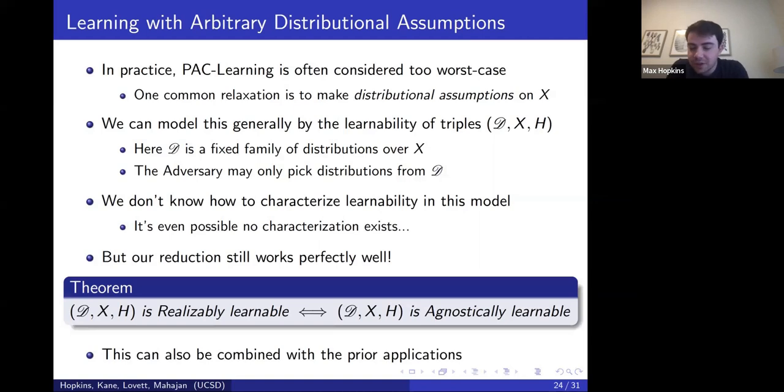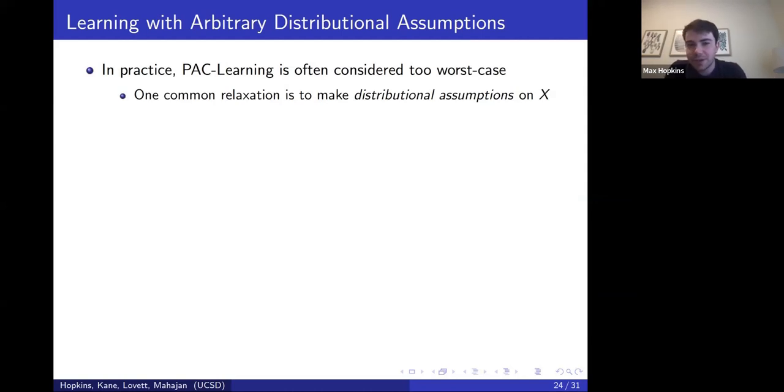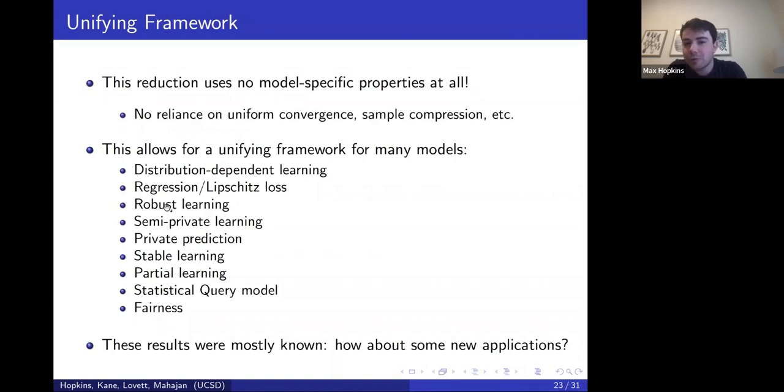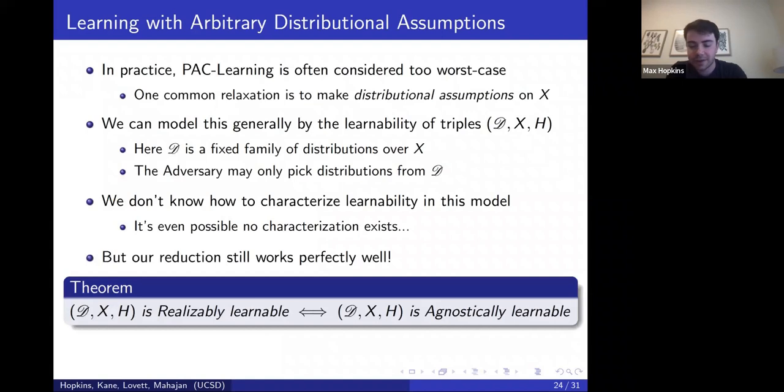And I'll note, this can also be combined with prior applications. So I'm cheating a little bit. I'm going to claim that we get a huge amount of new applications just from this theorem, because we can go back to this list and I can say, well, what about robust learning where I make some distributional assumptions? Are realizable and agnostic learnability equivalent then? Well, yes, because you can just run our reduction. You couldn't do it before because we don't know how to characterize this, but now you have this two-step reduction, and with some modifications for robustness, it will still work. So you immediately get everything to work with distributional assumptions, all of our previous knowledge, and you get these nice extensions and a unified framework. So, okay, this is one application.